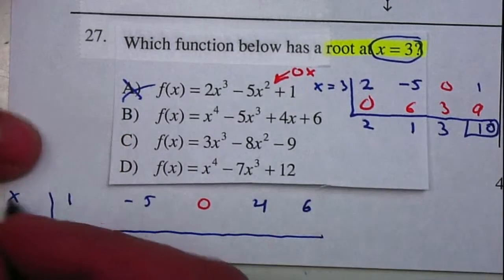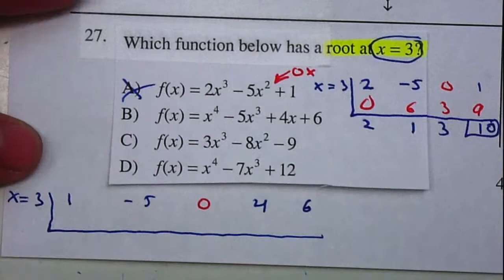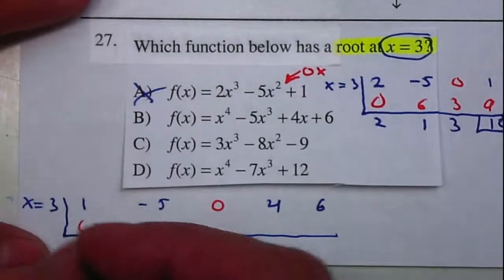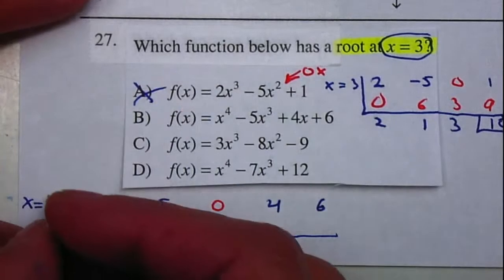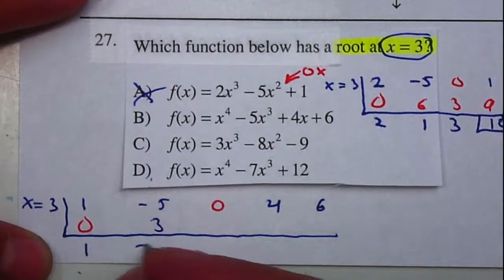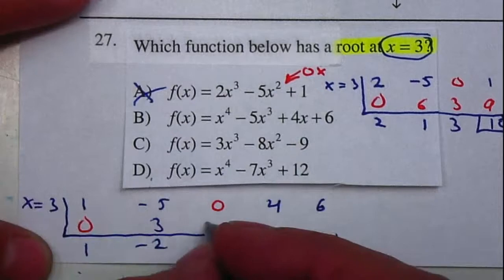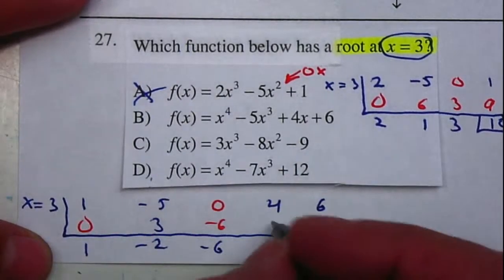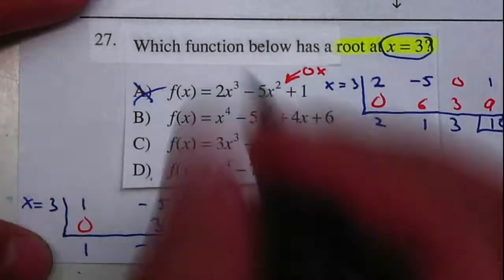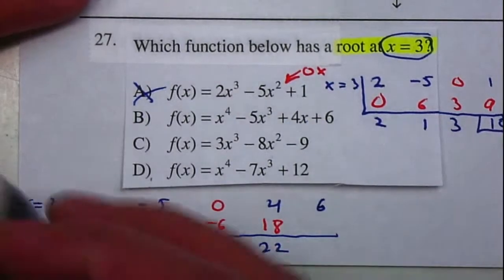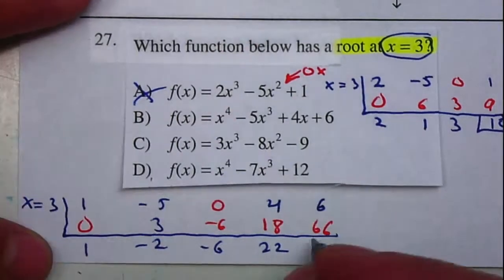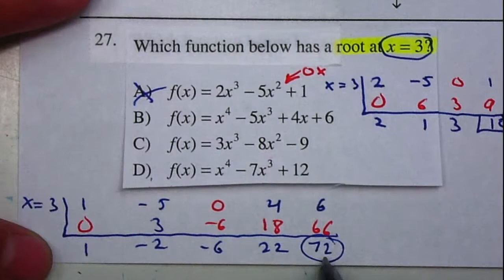And we're going to once again let x equal 3 to see if this is a root. Remember, if it's a root, then your remainder should be 0. Start with 0. Add. 3 times 1 is 3. Add. 3 times -2 is -6. Add. 3 times -6 is -18. Add. 3 times 22 is way too big, 66. Add. So notice that does not give you a 0, so therefore 3 is not a root for letter B.